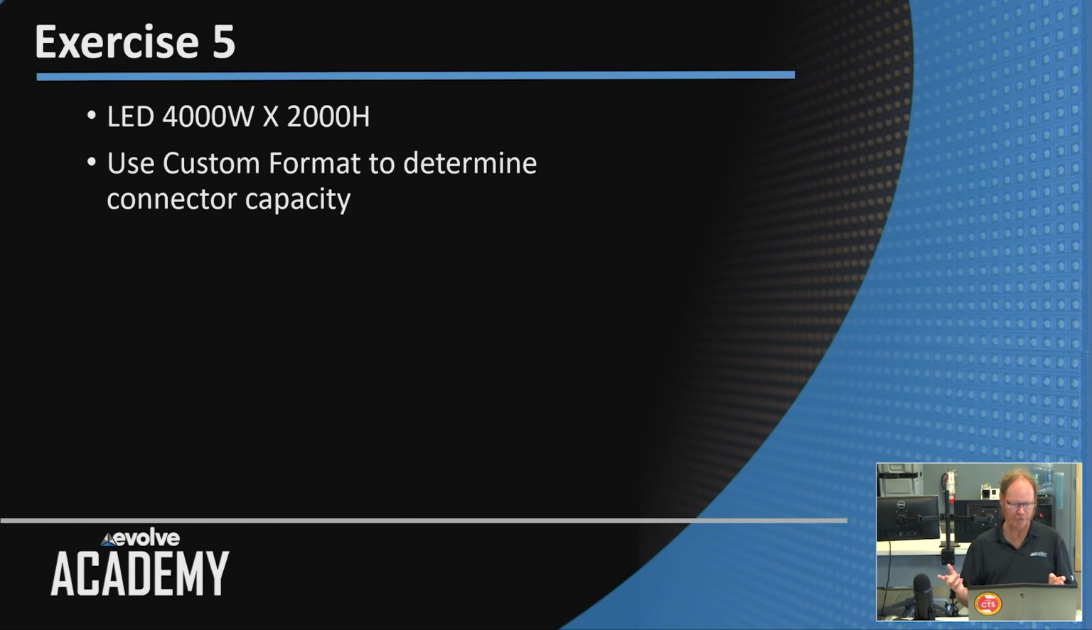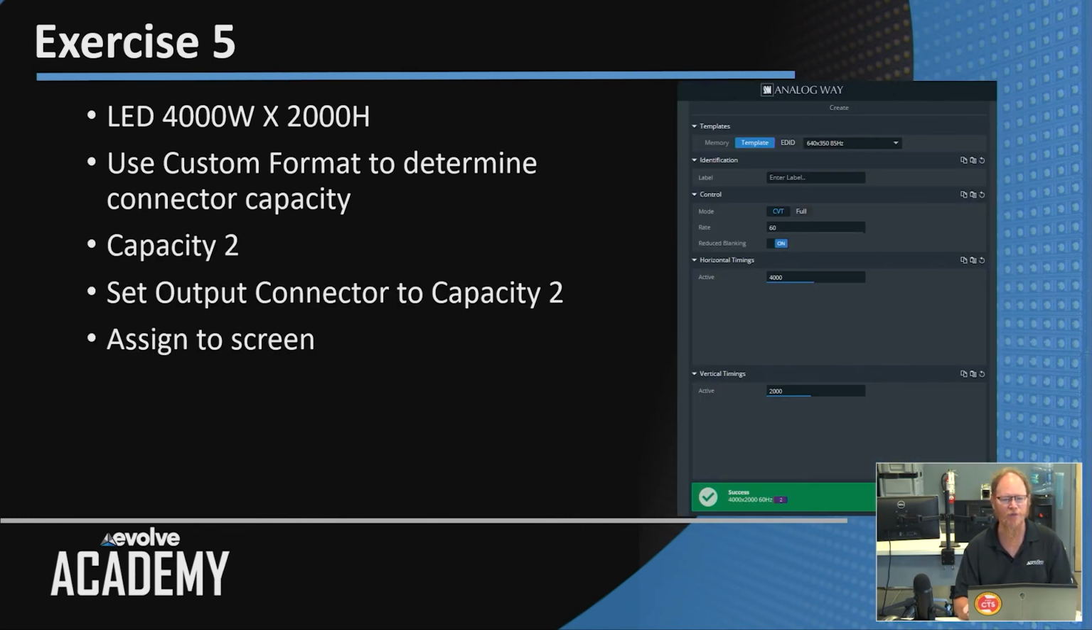Exercise 5, 4,000 by 2,000 pixels. What's the connector capacity going to be? Use the custom format calculator to take a look at what that would be. 4096 by 2160 is a cinema 4K resolution, so 4,000 by 2,000 is probably a capacity 2. Use the calculator. Yep, it's capacity 2. One output can do 4,000 by 2,000.